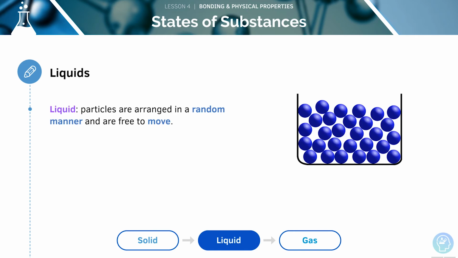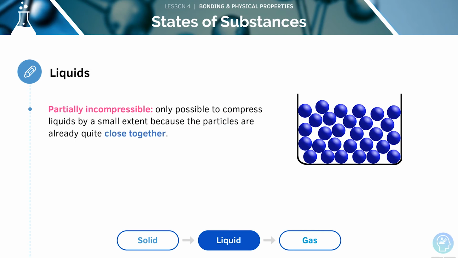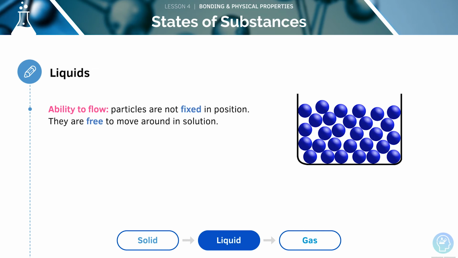Liquids have particles arranged in a random manner and are free to move. The particles are still relatively close together. The density will be similar to that of a solid. It is only possible to compress liquids by a small extent because the particles are already quite close together. Liquids can flow because the particles are not in a fixed position. They are free to move around in solution.